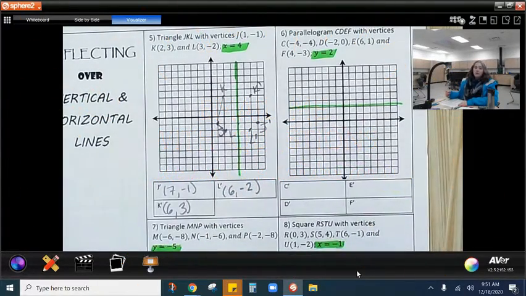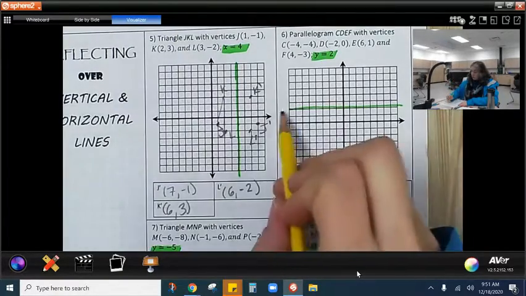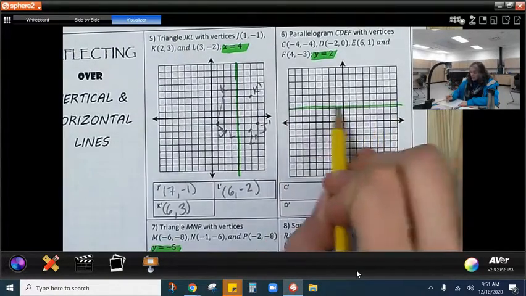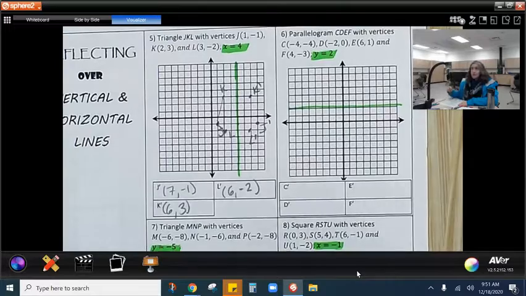All right. And that's the only way to figure these out. There's no other way to do it. We have to mark our line of reflection, which I've done in green, and then physically move the points. All right. That's the best way to do it.